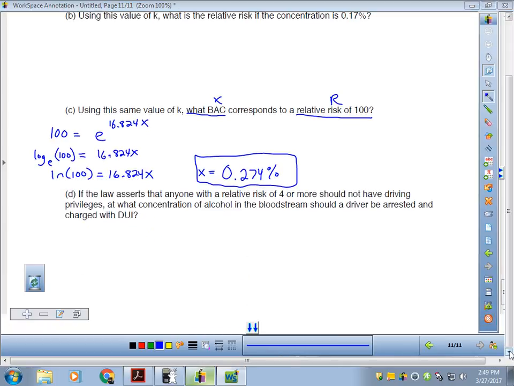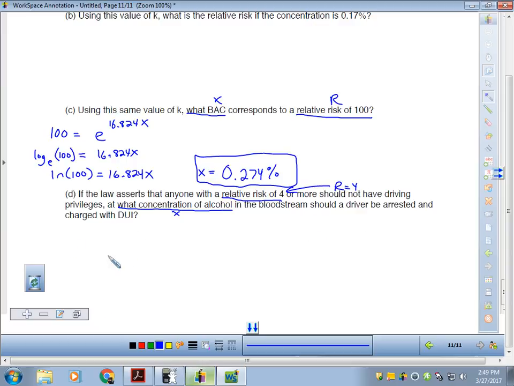And then our last part, part D, says, if the law asserts that anyone with a relative risk of 4 or more should not have driving privileges, at what concentration of alcohol in the bloodstream should a driver be arrested and charged with a DUI? So they've given us another relative risk, so here they're telling us that R has to equal 4. And so they're asking us to find the concentration of alcohol. So they're asking us to find the x.